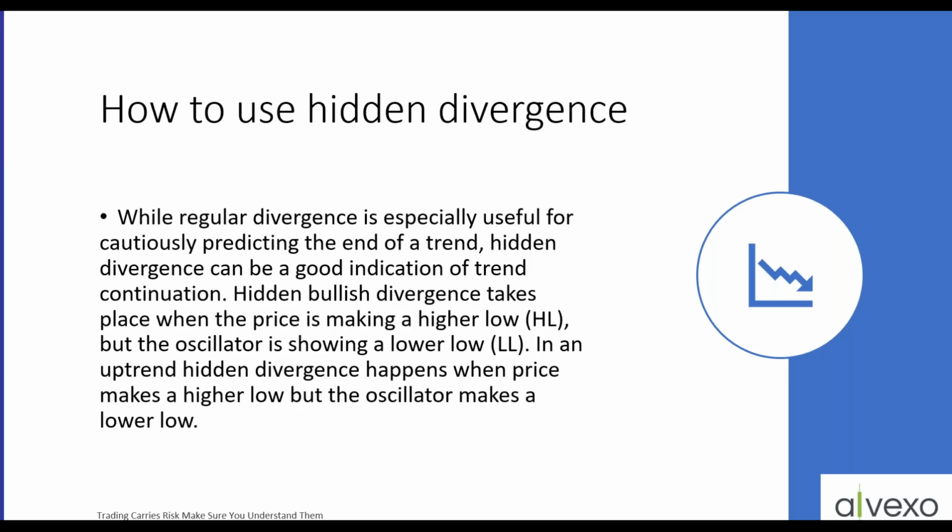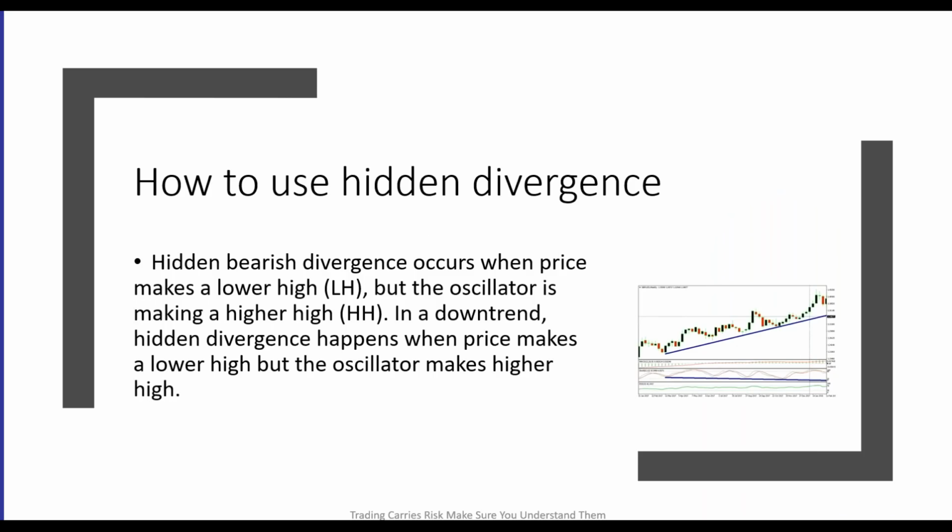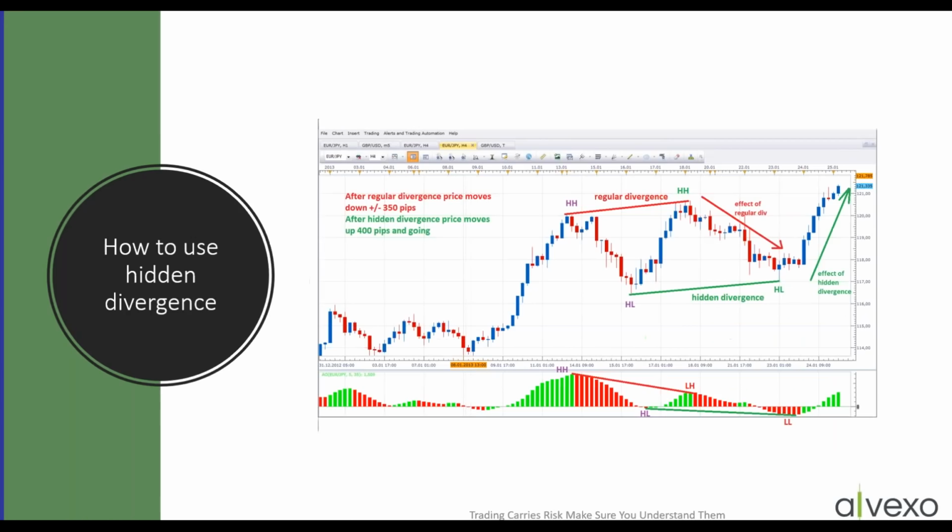Hidden bullish divergence takes place when the price is making higher lows, but the oscillator is showing a lower low. In an uptrend, hidden divergence happens when price makes a higher low, but the oscillator makes a lower low. Hidden bearish divergence occurs when price makes a lower high, but the oscillator is making a higher high.